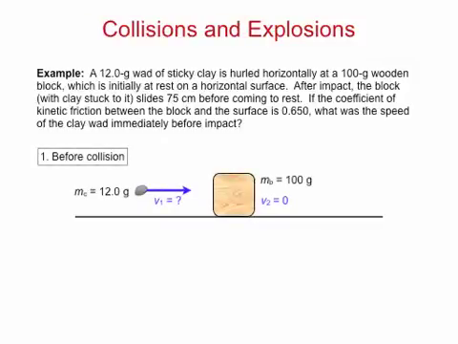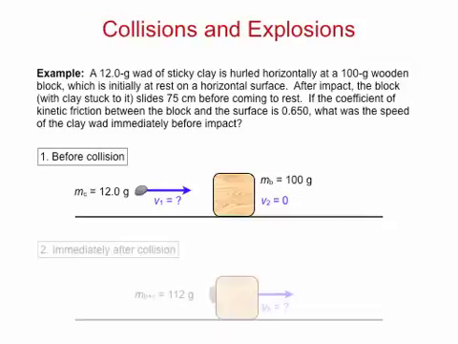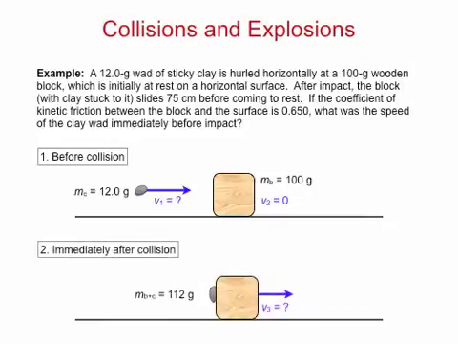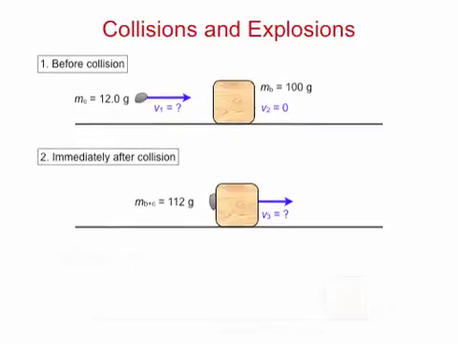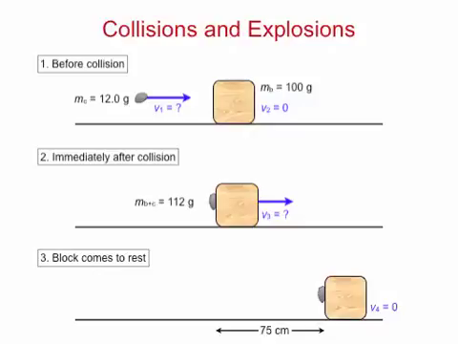Before the collision, the wad of clay is approaching the stationary block at an unknown velocity v1. Immediately after the collision, the clay has stuck to the block, and the combined object begins sliding along the floor at unknown velocity v3. And finally, after sliding 75 centimeters, the object comes to a rest.